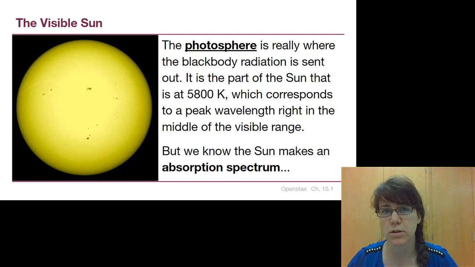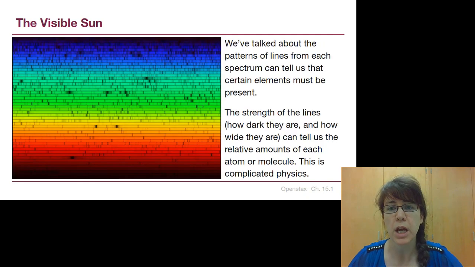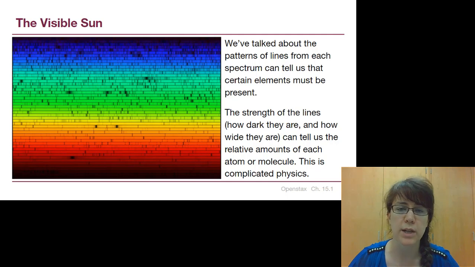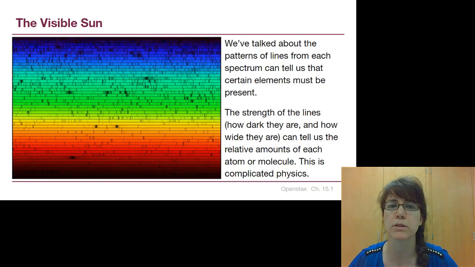But we know that that radiation, that blackbody radiation that's being emitted, is not just a continuous spectrum. We've already talked about the fact that the sun makes an absorption spectrum, back when we introduced that idea in Chapter 5. Now, what we have talked about is the fact that this set of dark lines in the rainbow spectrum can tell us what elements are present. We can compare to the different patterns that we see in the laboratory and determine that there's hydrogen there, and helium, and oxygen, and iron, and all these sorts of different elements based on their spectral fingerprints.